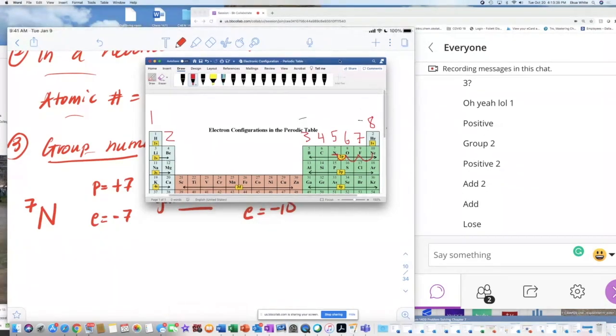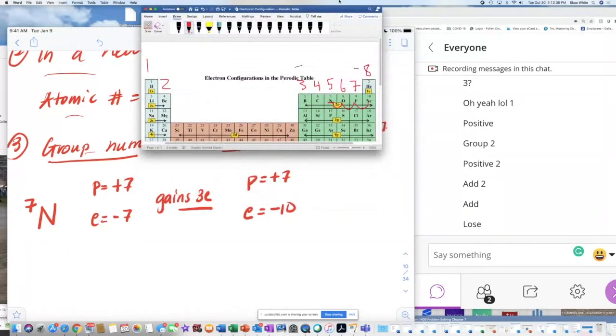Let me pull this up like that so you can see the transformation. Let me move this down so it's consistent with the part that's changing. Only the number of electrons changes. So electrons start at negative 7, gain 3, now we are at negative 10. The number of protons doesn't change.